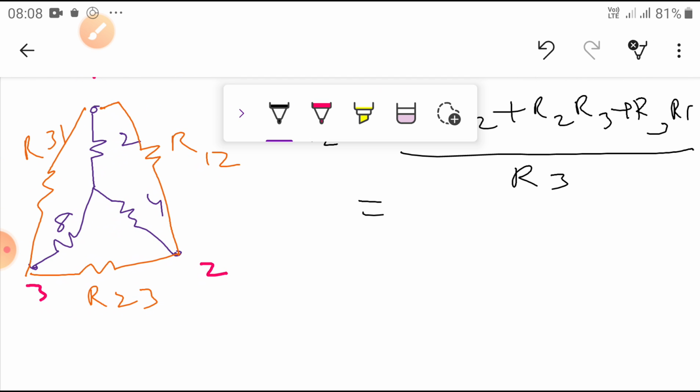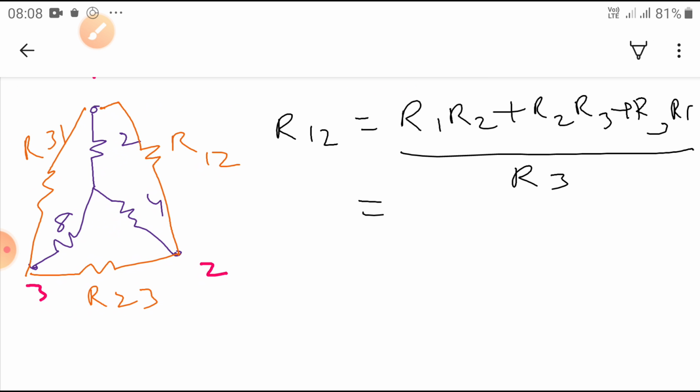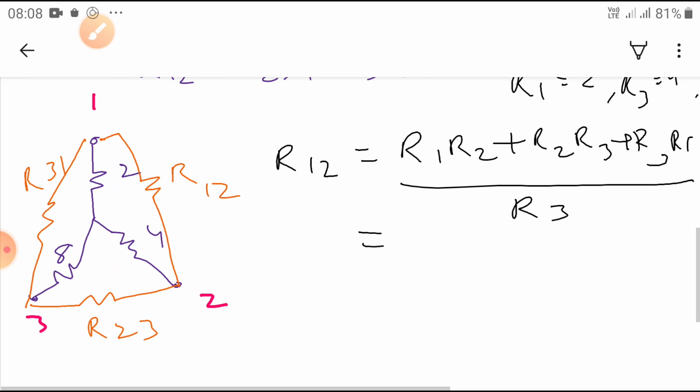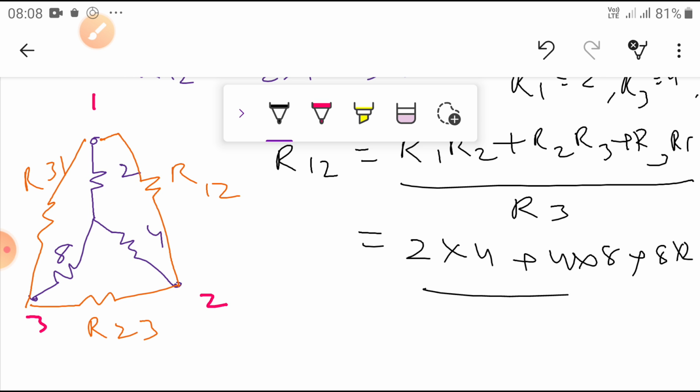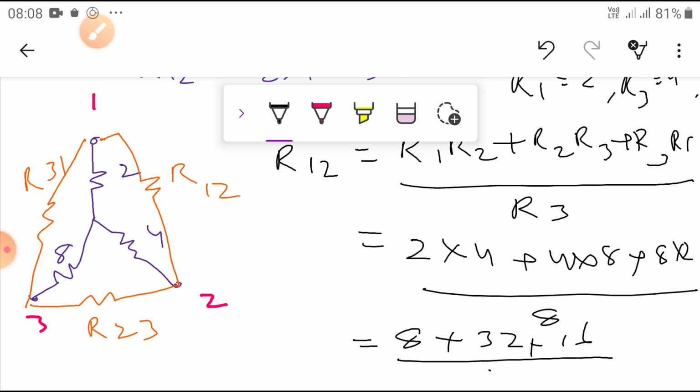Now what is the value you are going to get? Simply substitute in the equation. So R1 is 2 into R2, 4, plus 4 into 8 plus 8 into 2, divided by R3, which is 8. So you are going to get 2 fours are 8, plus 4 eights are 32, plus 8 twos are 16, divided by 8.